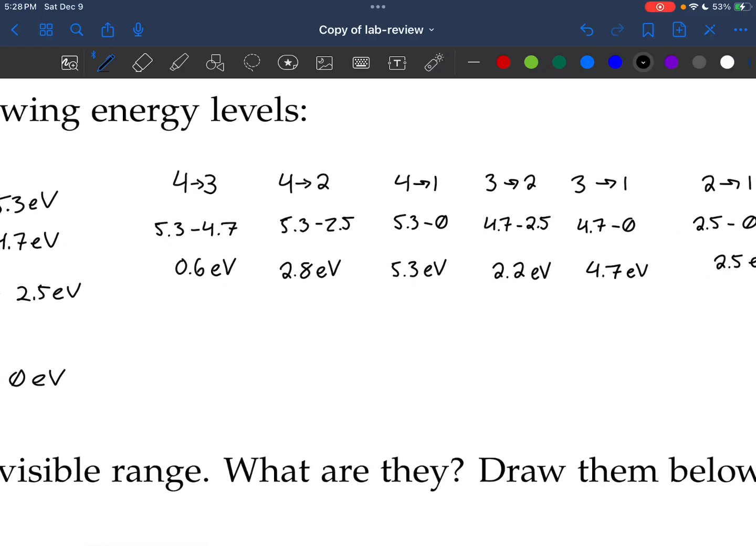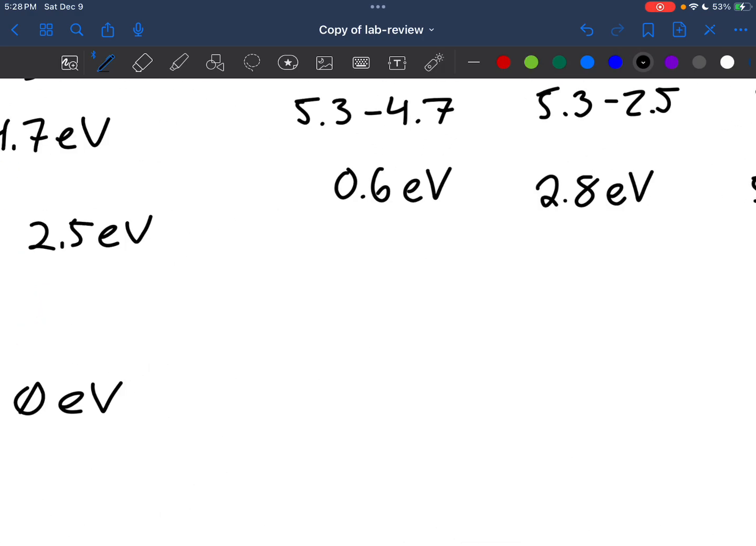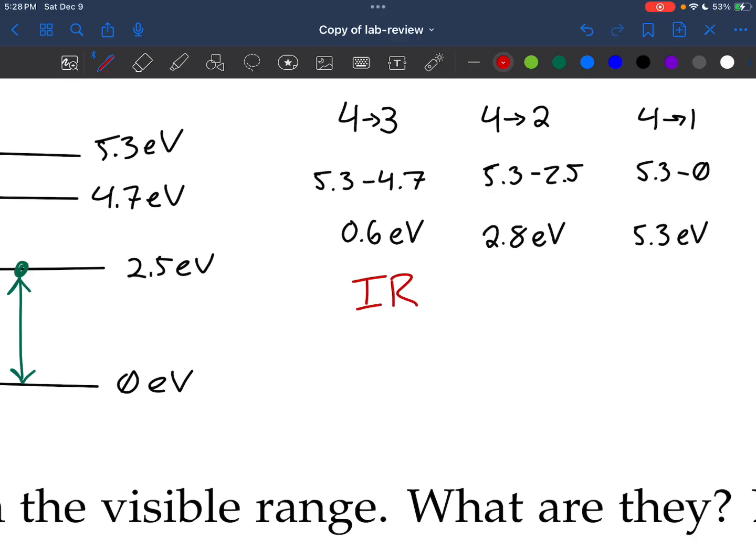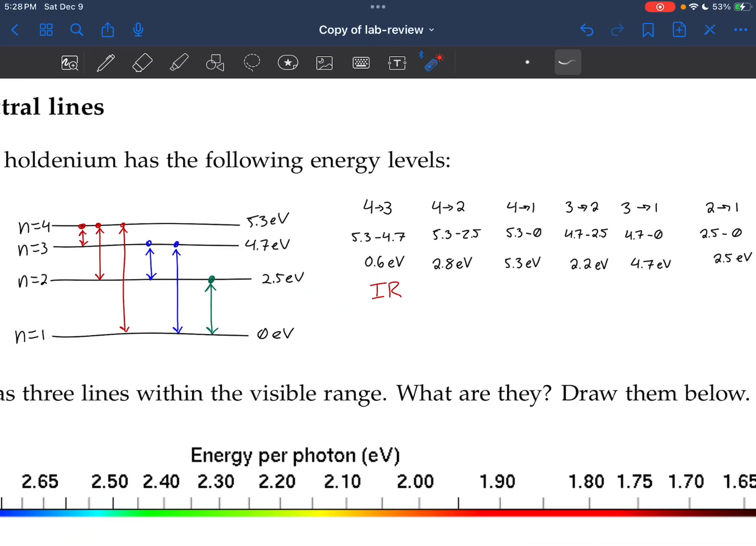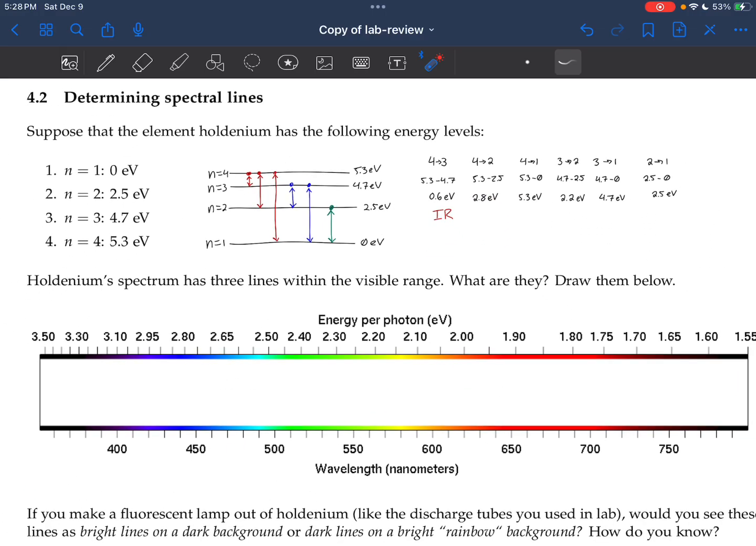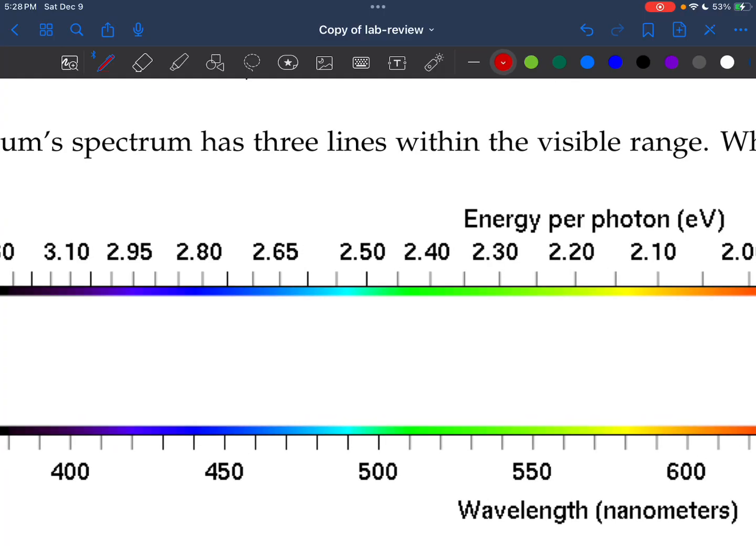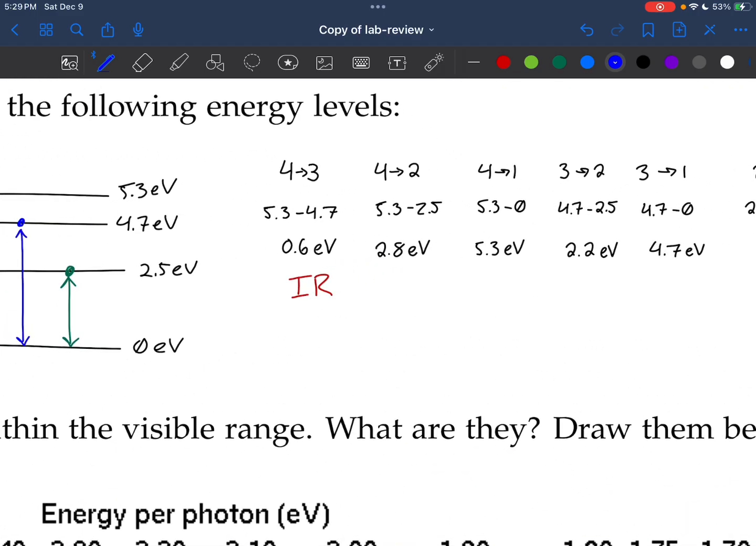So if I have 0.6 eV, well, that's lower energy than 1.5, so that is not visible. That's going to be infrared, right? If I have 2.8 eV, well, that's on my diagram, right around here, so it's going to be kind of a bluish color for that. There's my 2.8 eV. That's going to be visible. We got that one.